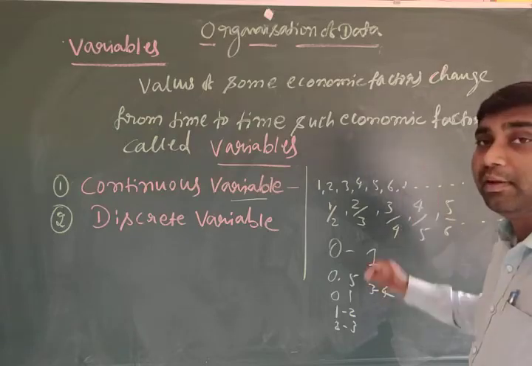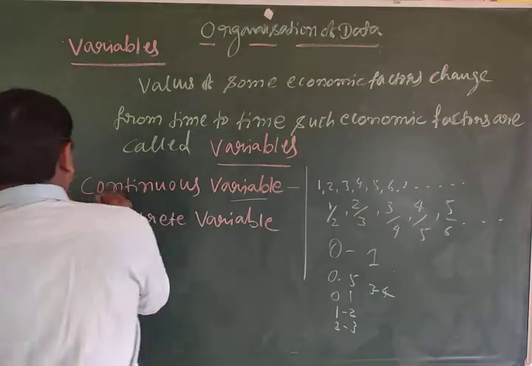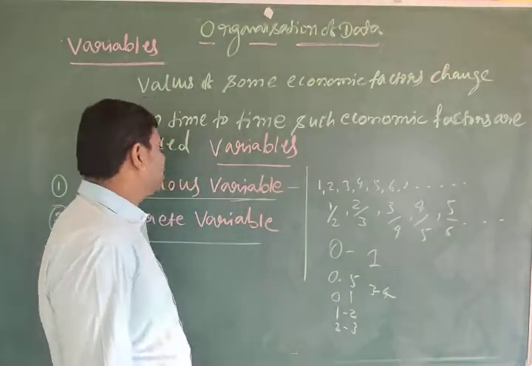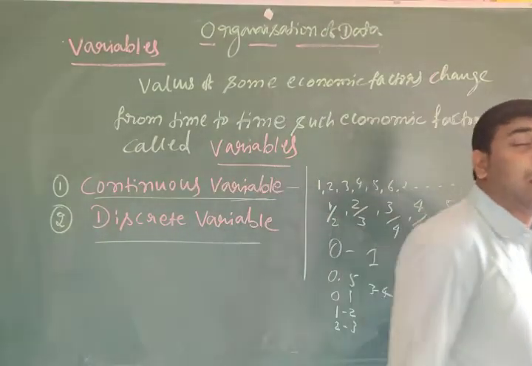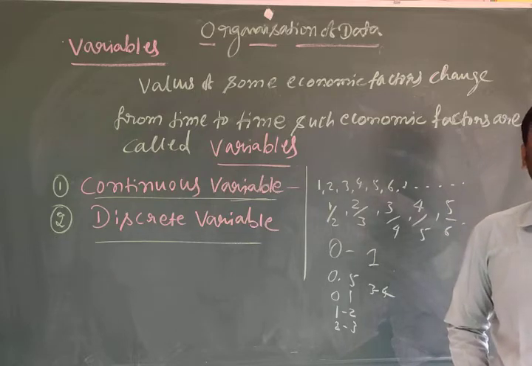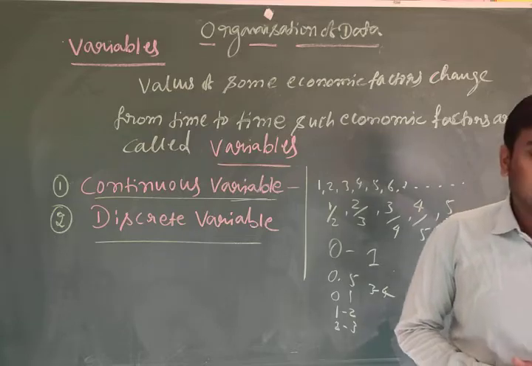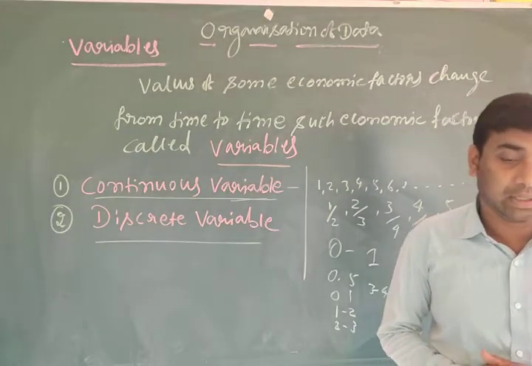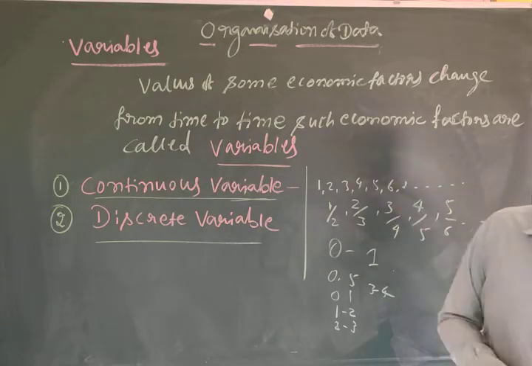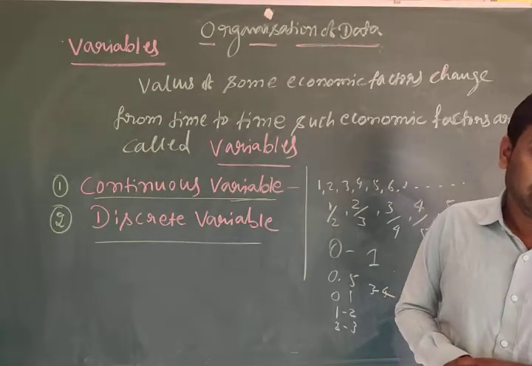Among variables, we can see two important types. One is the continuous variable, another one is the discrete variable. A continuous variable can assume any numerical value. It may take integral values like 1, 2, 3, 4, 5, 6, as well as fractional values like 1 by 2, 2 by 3, 3 by 4, 4 by 5.